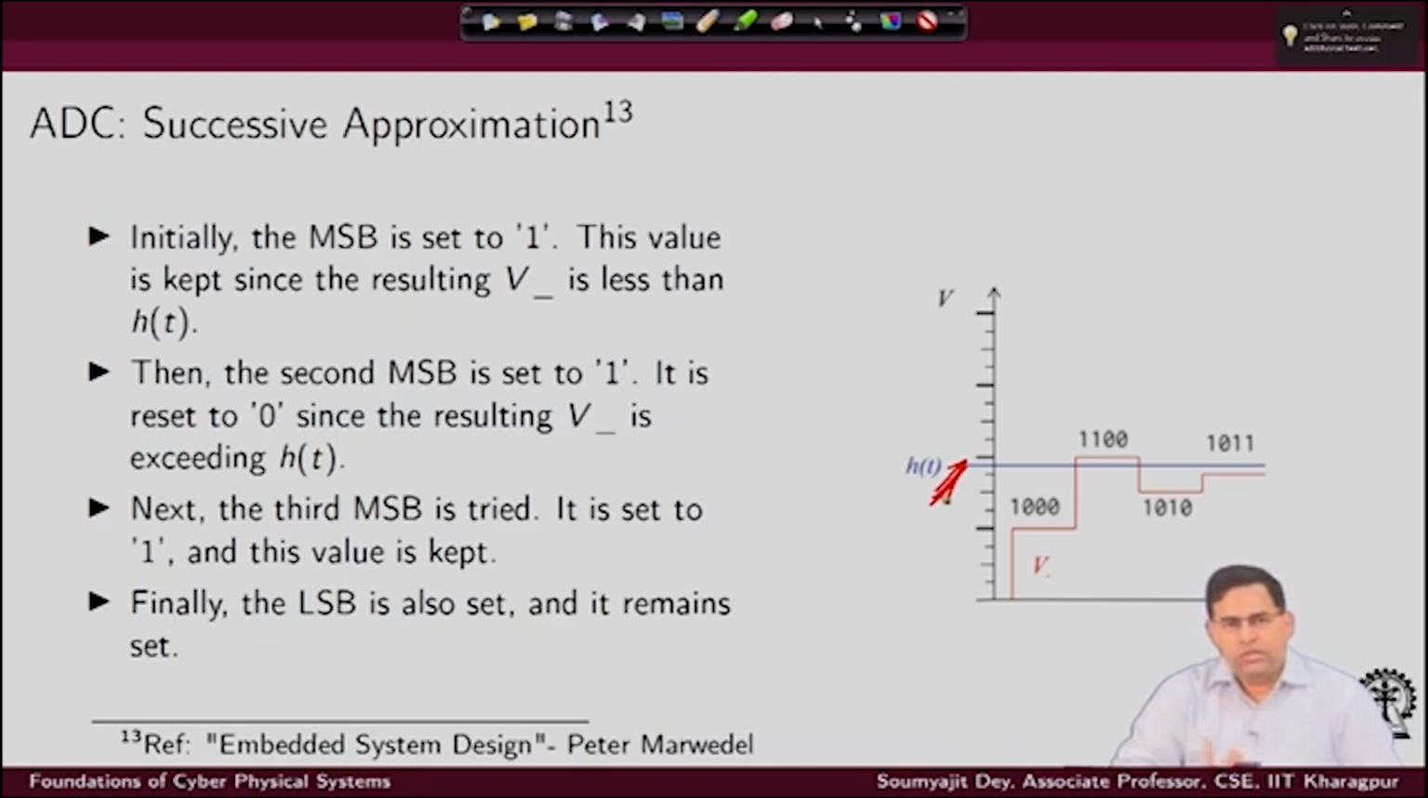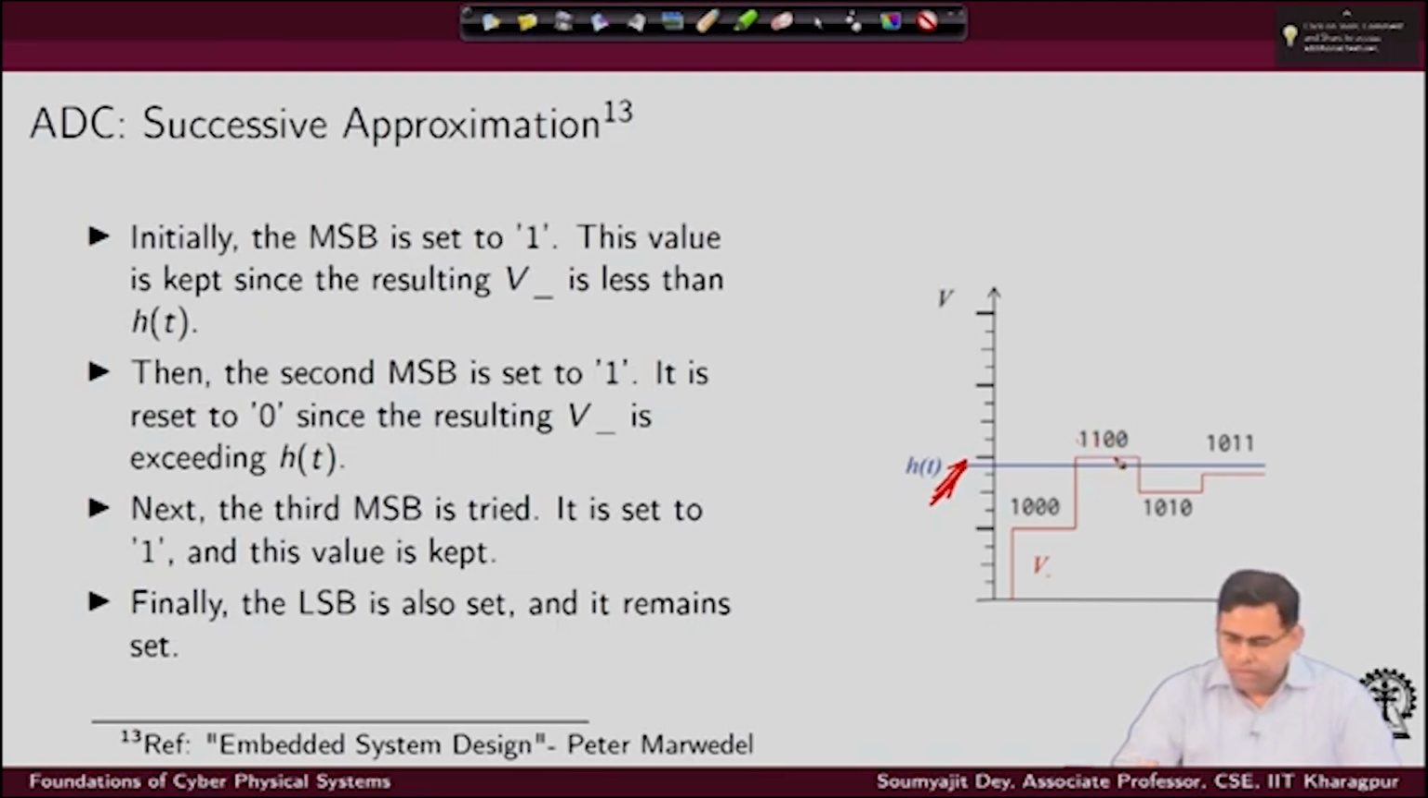So the first thing we will do is set the MSB to 1. Let's call this signal V minus. Now let us compare whether this signal is greater than or less than the target signal which we are trying to approximate here. Now we see that this is less than the target signal, so we will now set the next bit to 1. Once we do that, we find that the digital equivalent signal is becoming higher, right? So we are comparing and finding out that this is higher.